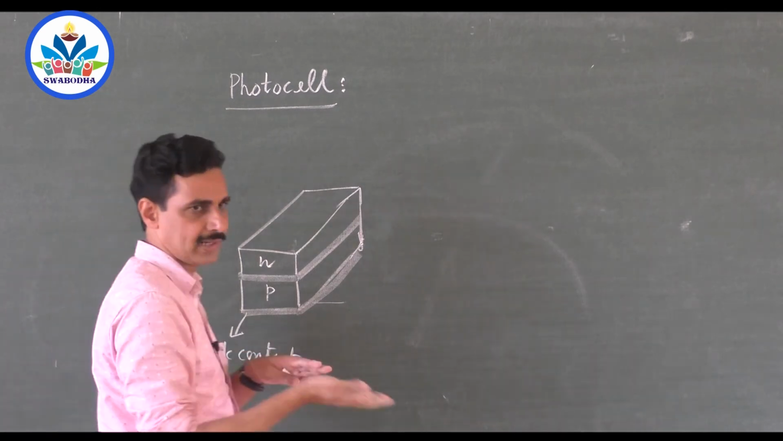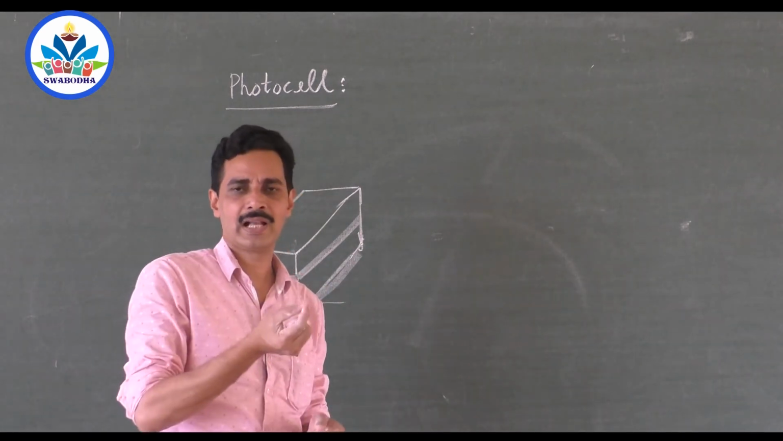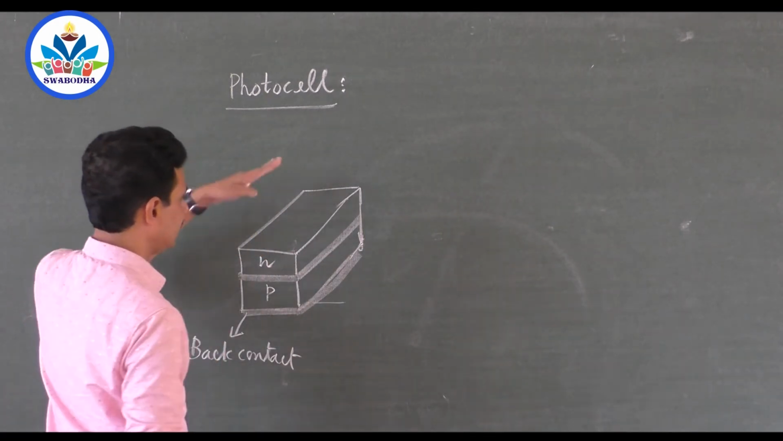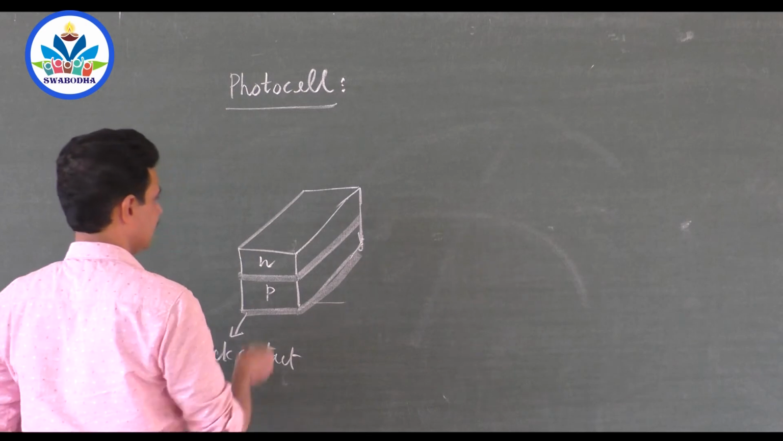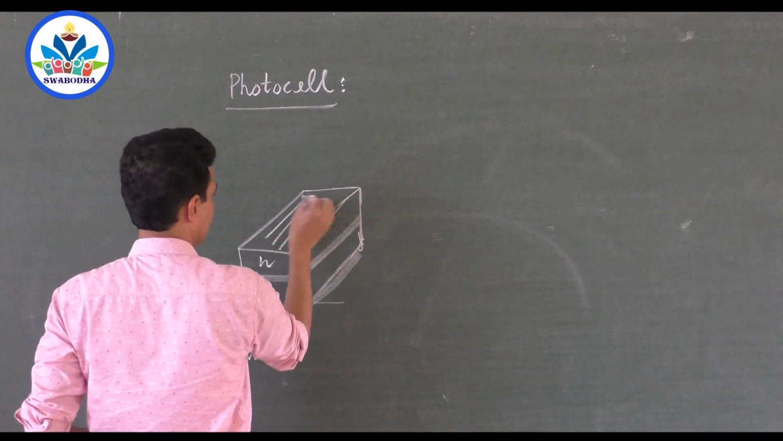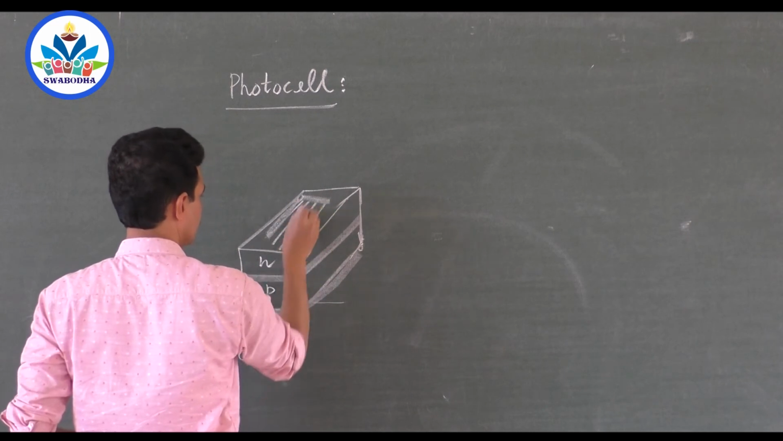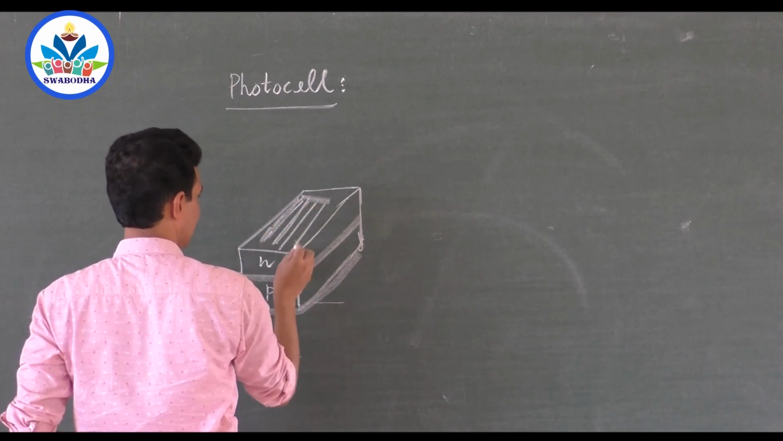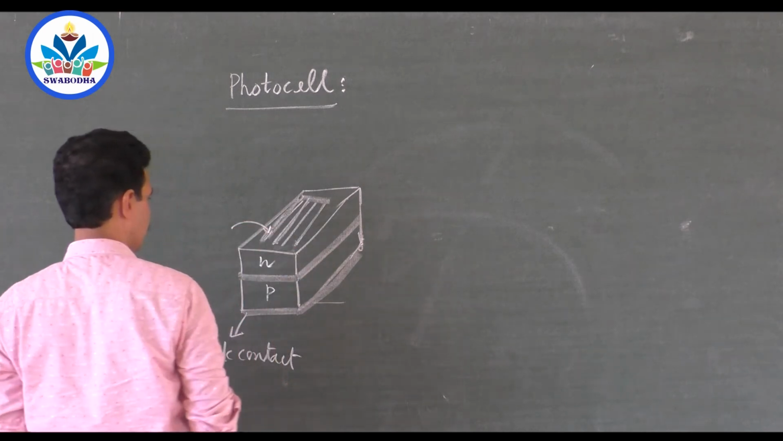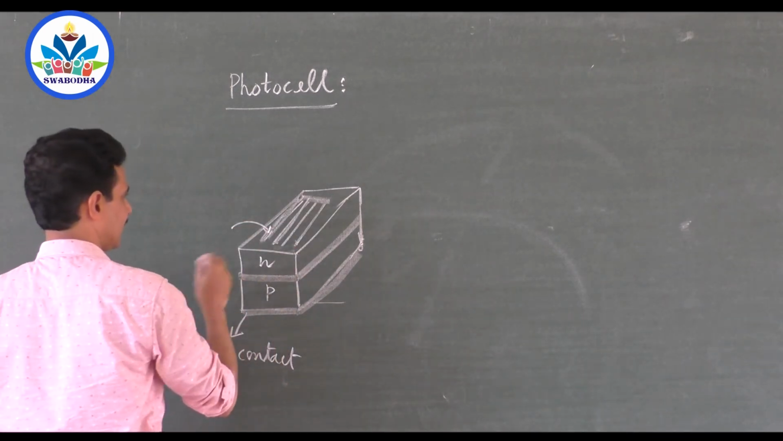So there is a metal contact on the base, so that you can have a connection over it. And what about the upper end? Upper end will be having a transparent sheet. Below that there are metal rods kept like this, and they will be connected like this. So these metal rods are called contact rods, or grids. You can call it a grid also.